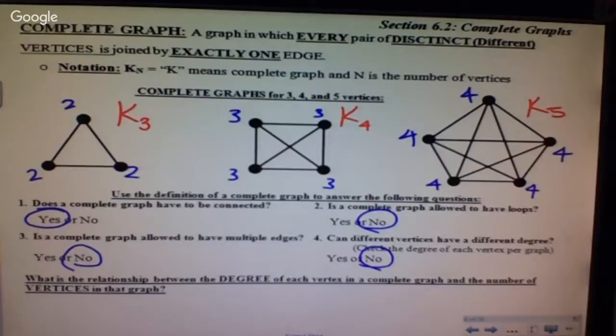What relationship do you notice between the degree of each vertex in a complete graph and the number of vertices that it has? It's less than the vertices. By how much? 1. So if I have 3 vertices, my degree is 2. If I have 4 vertices, my degree is 3. If I have 5, my degree is 4. So if I told you you had 17 vertices, your degree would be 16.